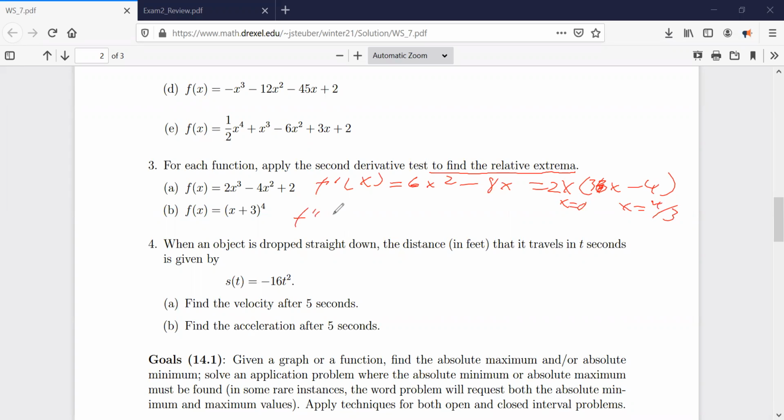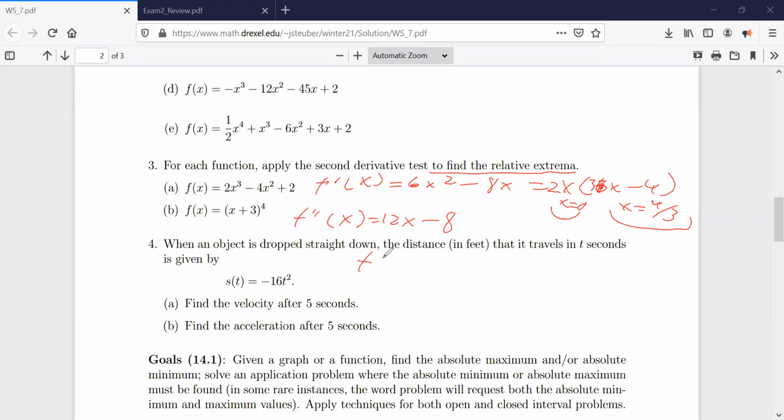Now I look at the double derivative of this. So that gives me 12x minus 8. In order to check if these are maxes or mins, or potentially unknown, if the double derivative is equal to 0, I don't know what's happening. Now I just plug in these two values, and that'll tell me if it's concave up or concave down at the critical point, which tells me if it's going to be a max or a min.